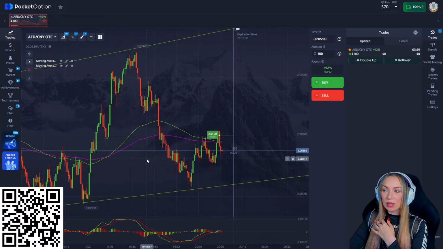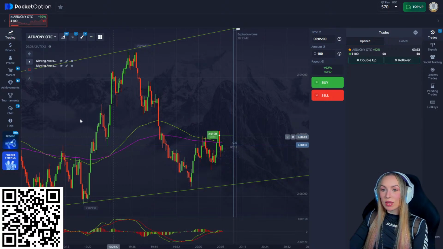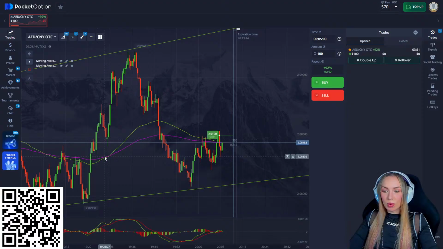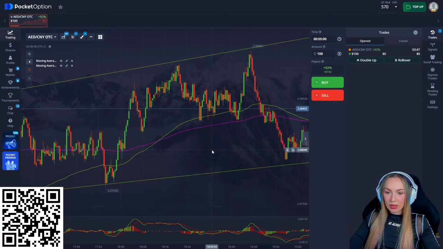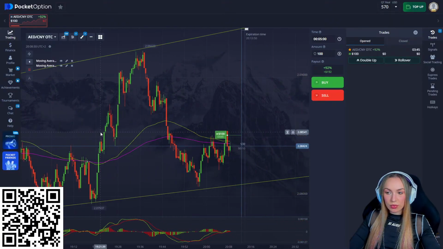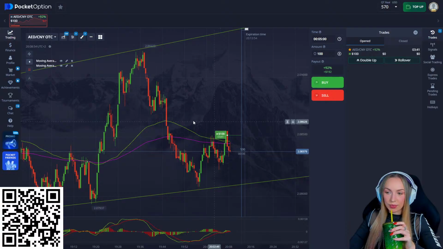Maybe 5 minutes is not gonna be enough. But let's hope that it's gonna be enough, because what I can see from the previous signals, the price is moving super slow, but maybe 5 minutes will be just enough.